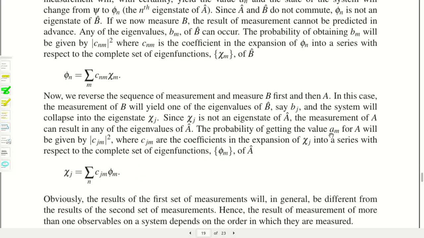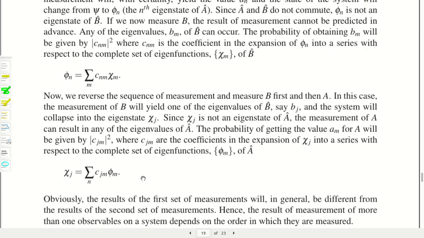So the results will be all possible eigenvalues of A, that is A1, A2, and so on, anything possible. So all eigenvalues are possible, and a single eigenvalue will not come out of the experiment. So the eigenvalue or eigenfunction will be the most unpredictable in this case when you operate A on chi j.